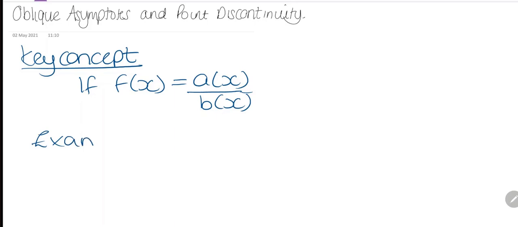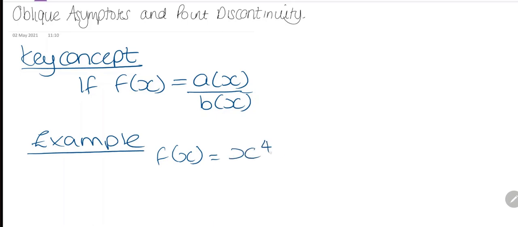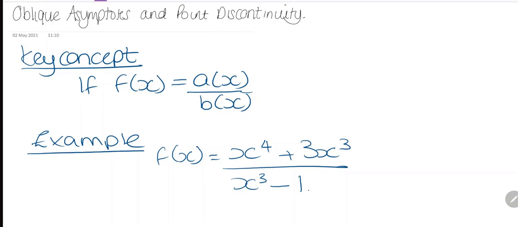So if we have f of x is equal to x to the 4 plus 3x cubed divided by x cubed minus 1. We haven't got any common factors on the numerator and denominator, so these won't simplify. And then we're going to look at our degree. So we have x to the power 4 and x to the power 3.